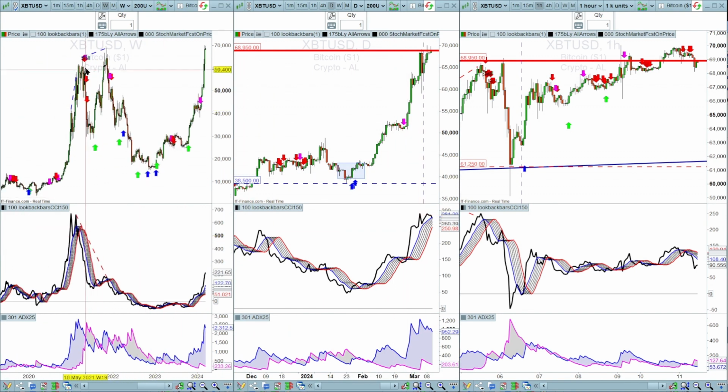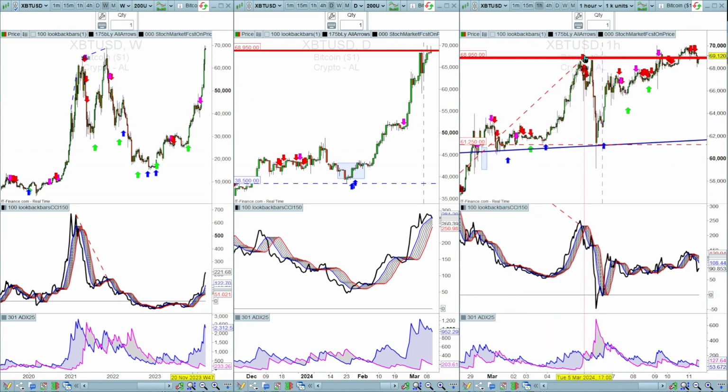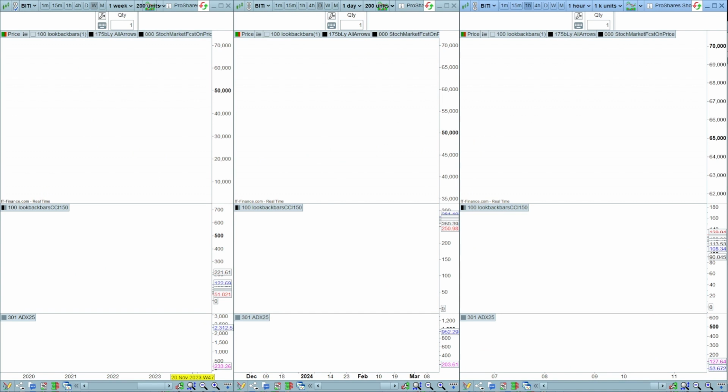On the weekly, notice there was a double top up here versus the CCI, and it fell off quite strongly, and it would have been wise to take those short trades when you saw that starting to break to the downside. There was a bearish divergence back here, and that also fell off sharply during that period. Now I've got a few red arrows up there, but there's no divergence yet on the 1 hour chart. So next we'll look at BITI, ProShares Short Bitcoin.